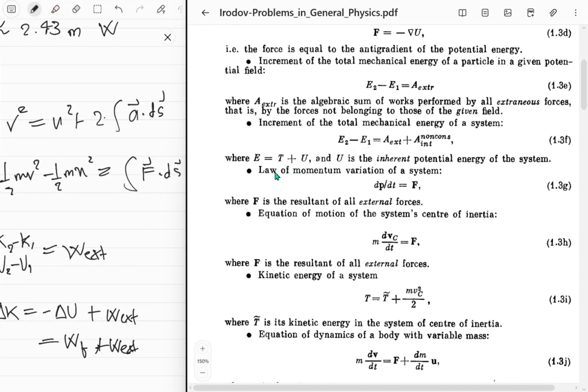Okay, and then they are saying E is T plus U, which is the total mechanical energy, where T I think represents the kinetic energy and U is the potential energy. Then they are saying the increment of the total mechanical energy of the system is E2 minus E1. So mechanical energy at 2 minus mechanical energy at 1 is equal to A external plus A non-conservative. What does this INT mean?